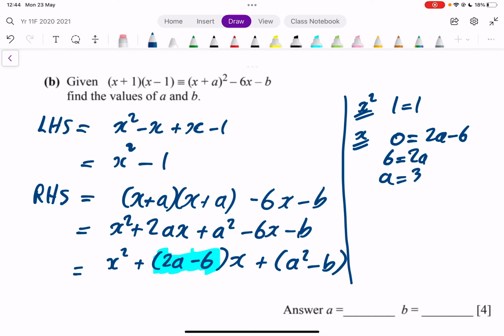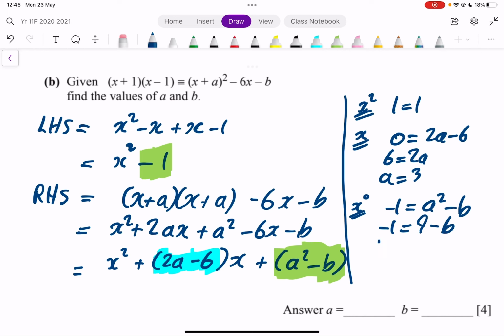And then we look at our numerical terms. I'll do these in green. On my left-hand side, I have -1. On my right-hand side, the terms that haven't got any x's are a² - b. So this really is your x⁰ term. If you don't like that, you don't need to write it in, that's fine. But really, -1 is equal to a² - b, which means -1 is equal to 3², which is 9, minus b. I'm going to bring the b across to the left-hand side. You're just going to have 9 + 1, so b is equal to 10. So your answer: a is equal to 3, b is equal to 10.